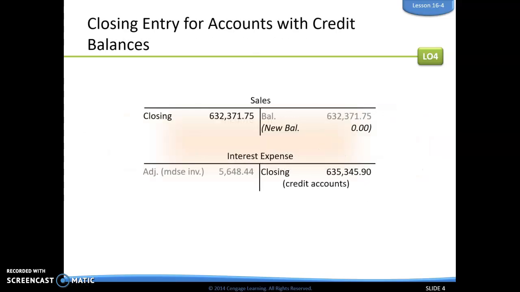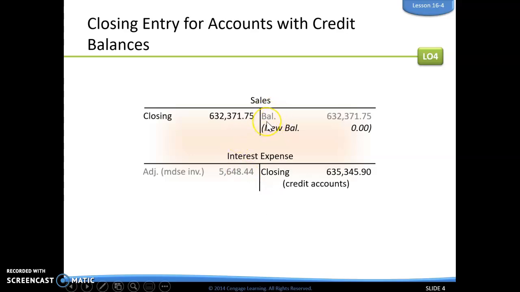So first, we're looking at our closing entry for accounts that have credit balances. Now, remember, they should have up here too, these are our income statement accounts that have credit balances. And so when we look here, we have our sales. And so our sales has a balance here. We are going to close our sales. And so to do that, we're going to debit sales, and it doesn't show us here. We'll look at the next one.